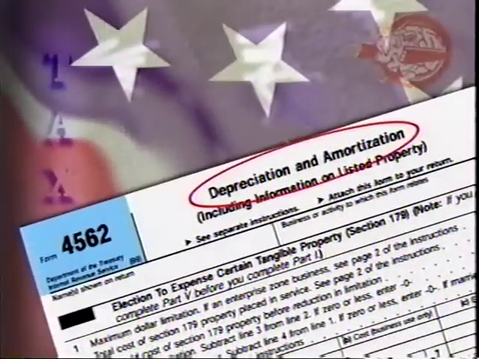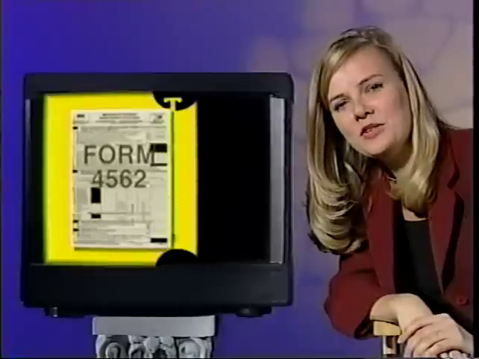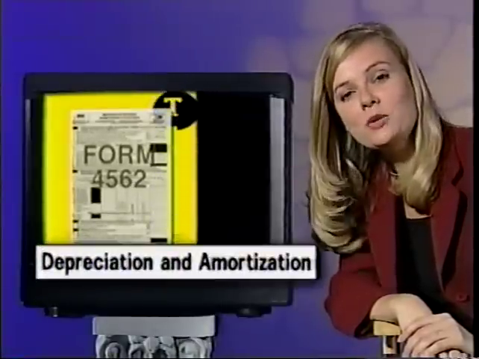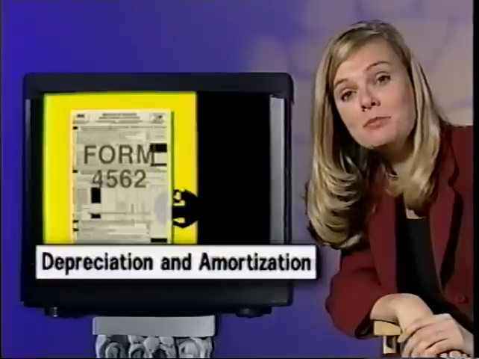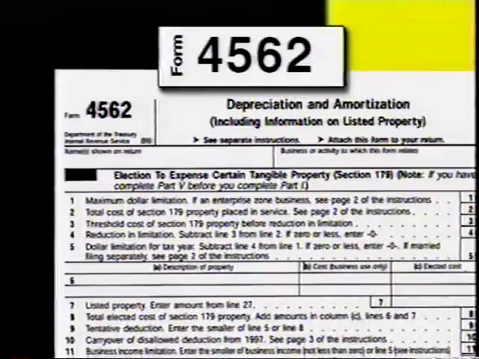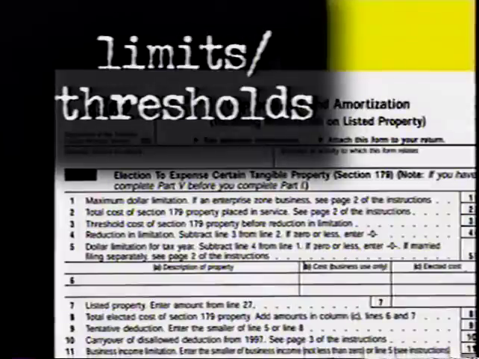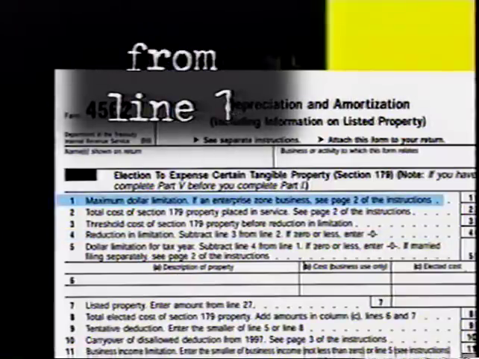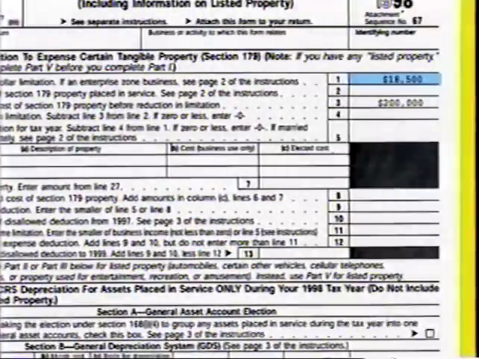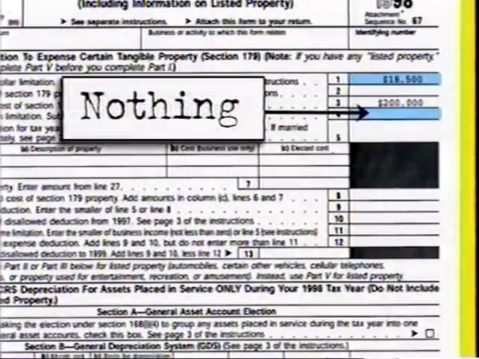Form 4562, Depreciation and Amortization, is the place to list all depreciated equipment, including any depreciated under the Section 179 option. Form 4562 comes with limits or thresholds already printed in lines 1 and 3. The instructions of line 5 say to subtract line 4 from line 1 and enter the result. In Vicky's case, we just bring down the $18,500 because there's nothing in line 4.